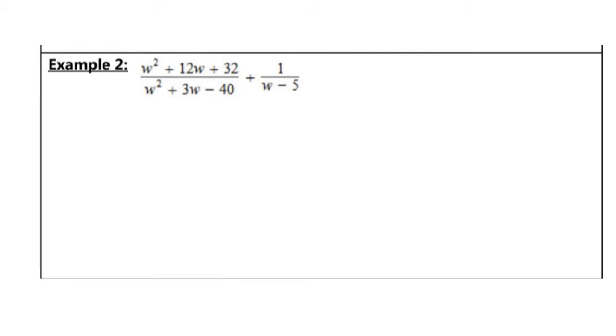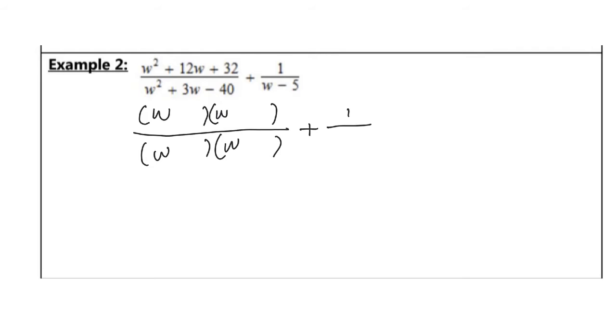Now we're going to move on to another example. Let's factor out anything we can factor. So the top one, we can factor this as w and another w. And then same with the denominator. It should be w, another w, and then we just got to figure out what it's going to factor out to. Then I'm going to leave my 1 minus over w minus 5 over there.